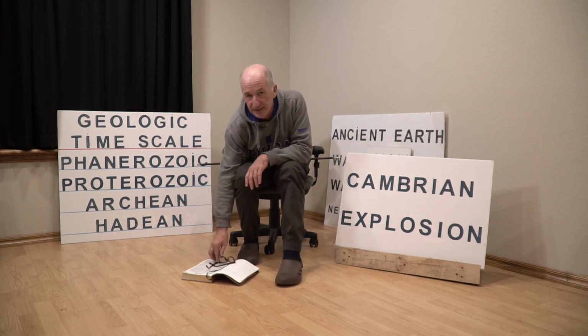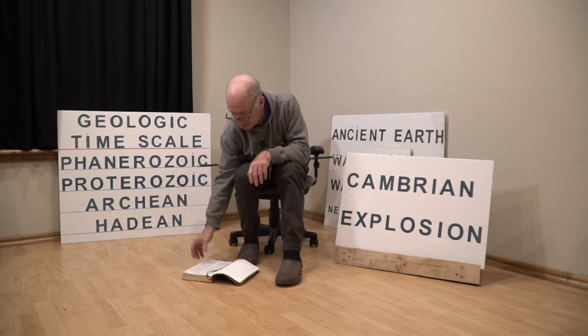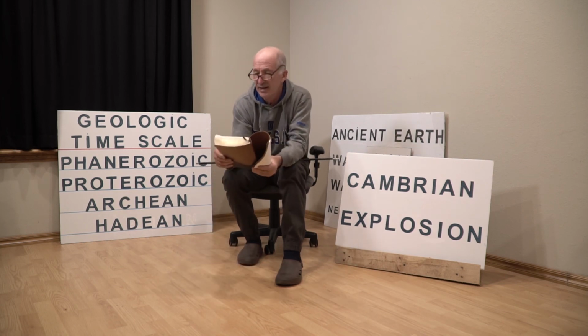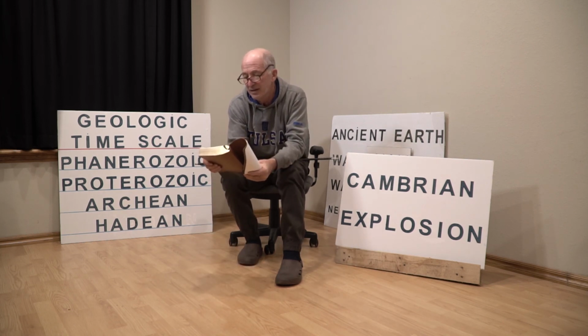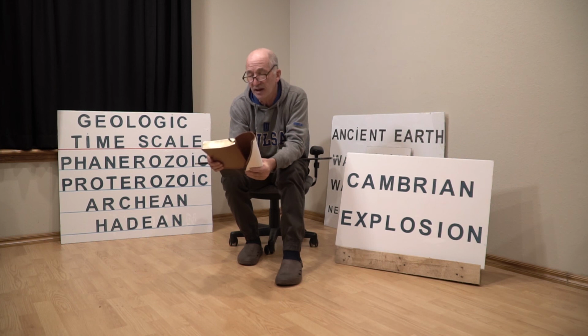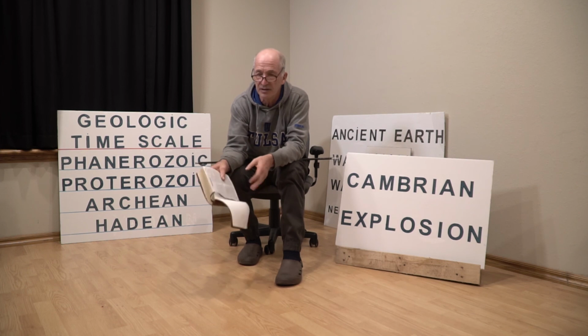But let's look at the fifth day of creation. And God said, "Let the waters bring forth abundantly the moving creature that hath life, and fowl that may fly above the earth in the open firmament of heaven. And God created great whales, and every living creature that moveth, which the waters brought forth abundantly after their kind, and every winged fowl after his kind. And God saw that it was good. And God blessed them, saying, Be fruitful and multiply, and fill the waters in the seas, and let the fowl multiply in the earth."